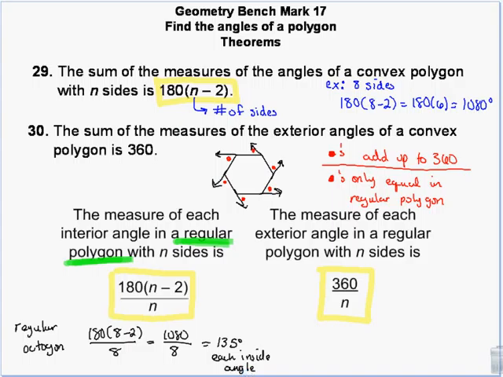And this only works for regular polygons because the regular polygon means that all the angles are the same. If it's not regular, then all the angles aren't the same, and you can't find them that way. There's no formula for it.